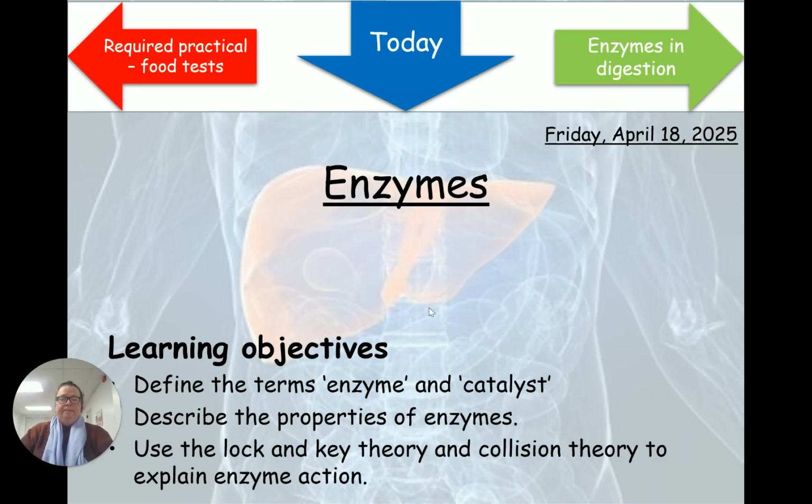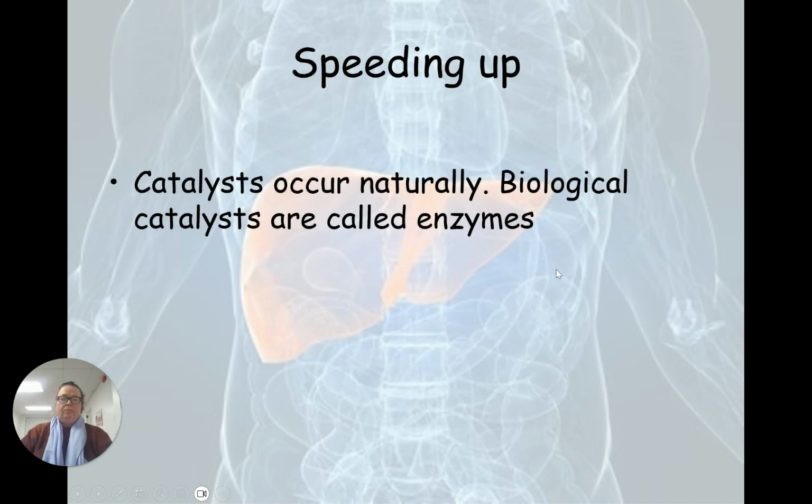So our first thing is what a catalyst is. So if you are asked what is an enzyme, you need to say an enzyme is a biological catalyst. Now you would have done catalysts in chemistry. They speed up a reaction. Enzymes are exactly the same, they just happen to be biological because they're in the body. Okay, so an enzyme is a biological catalyst.